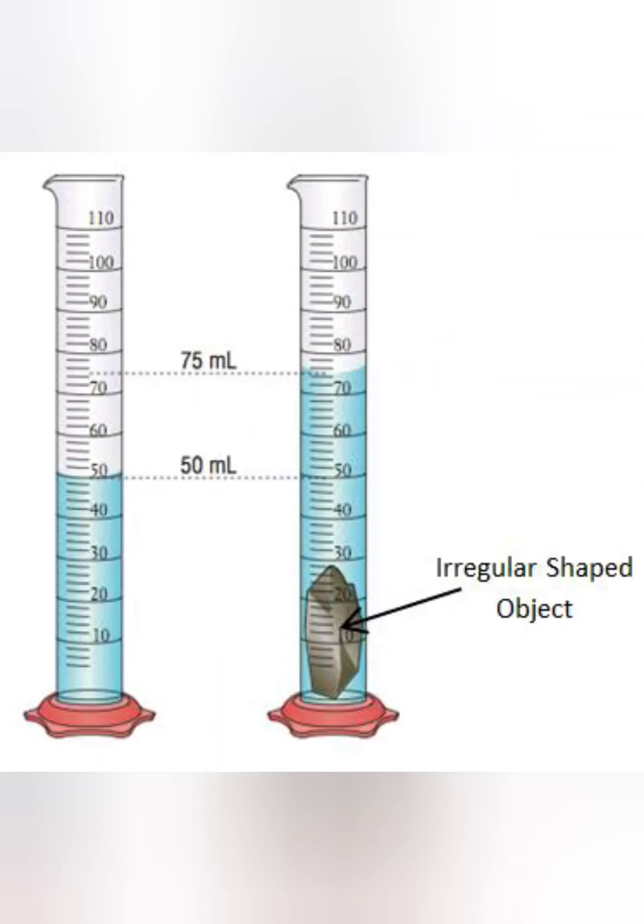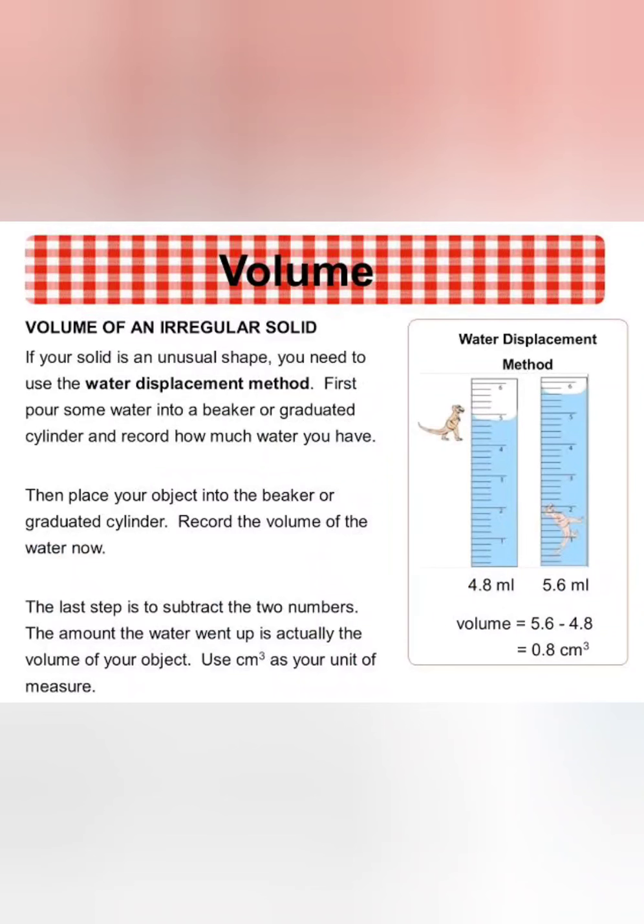Next, let's see how to measure the volume of irregular shaped solids. Measurement of volume of an irregular shaped solid. If a solid is an irregular shaped object, you need to use the water displacement method to measure its volume. First, pour some water into a beaker or a graduated cylinder and record how much water you have. You can consider this level as V1. In this figure, you can see that V1 is 4.8 ml.